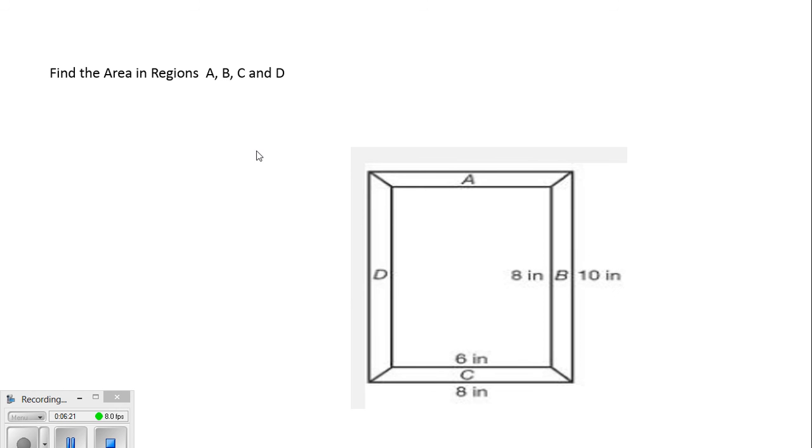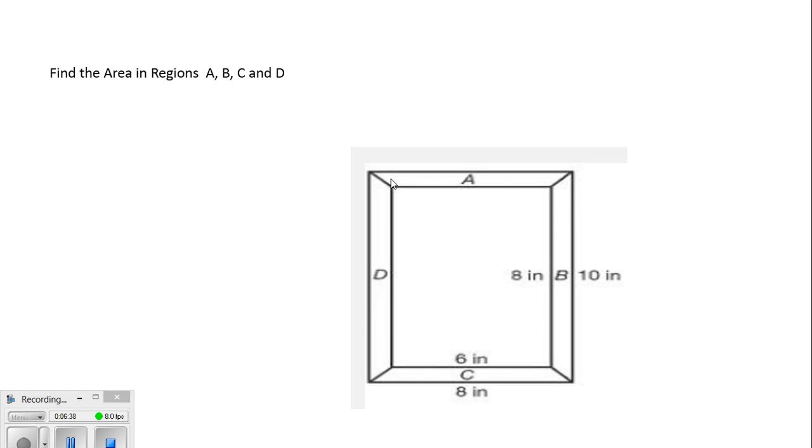Okay? Now here, what about this one? It says find the area in the regions A, B, C, and D. Well, A, B, C, and D are these regions. Looks like a picture frame of sort. But, okay, what is it?